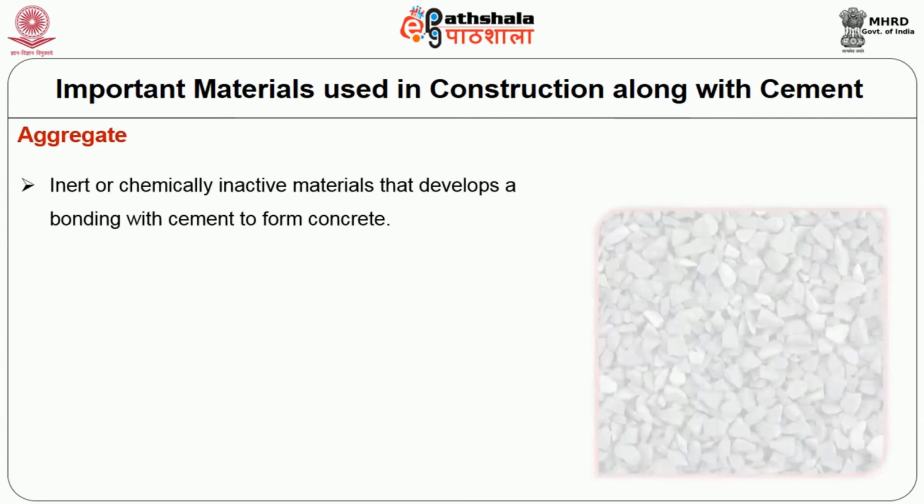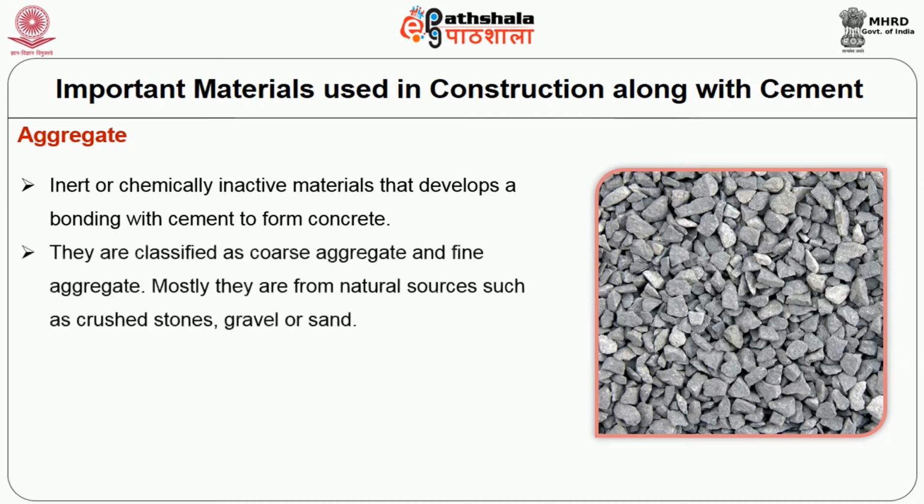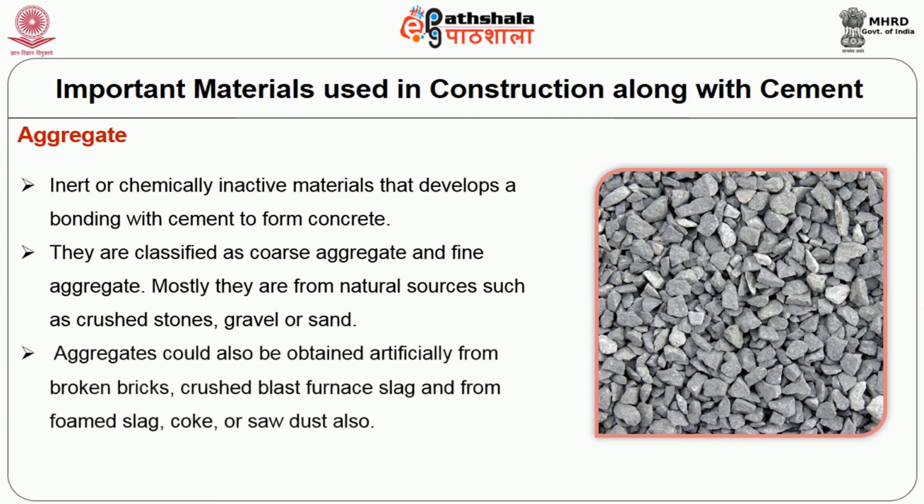Aggregates are inert or chemically inactive materials that develop a bonding with cement to form concrete. They are classified as coarse aggregate and fine aggregate. Mostly they are from natural sources such as crushed stones, gravel or sand. Aggregates could also be obtained artificially from broken bricks, crushed blast furnace slag and from foamed slag, coke or sawdust also.